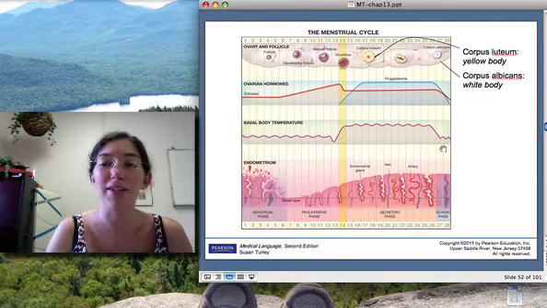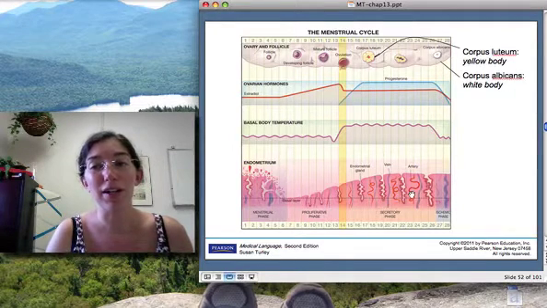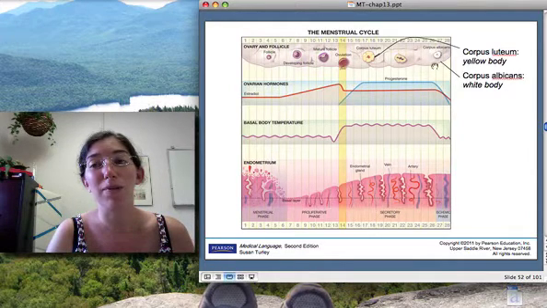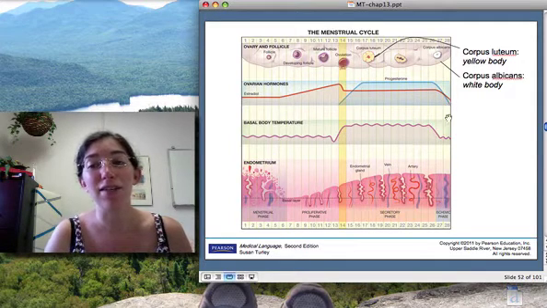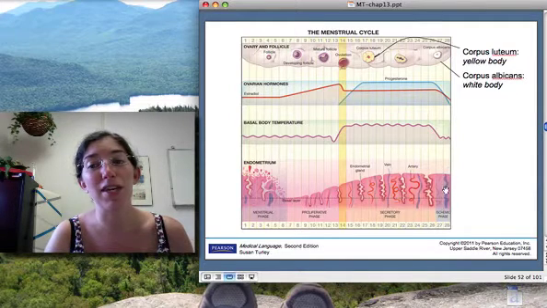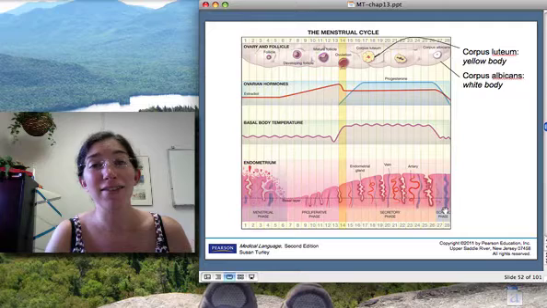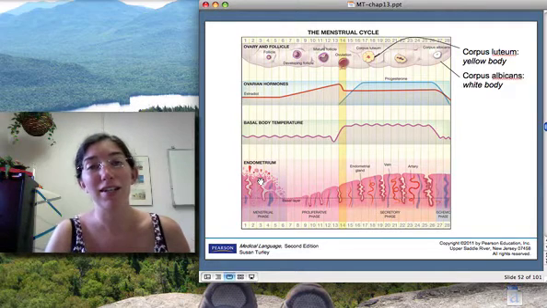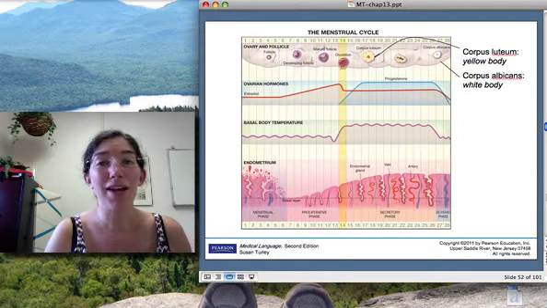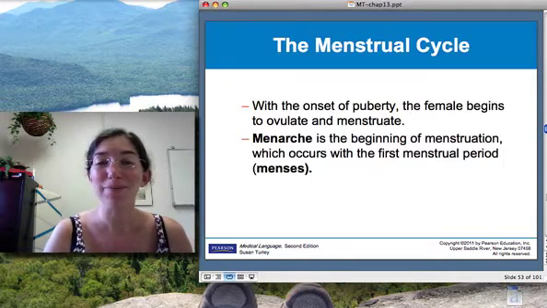And in that last phase, if implantation fails to occur, as the corpus luteum dies and becomes the corpus albicans, progesterone production stops. And that is the signal for the ischemic phase of the menstrual cycle, the phase where the endometrial lining dies, it necroses, leading to the shedding of the endometrial lining again at the beginning of the next menstrual cycle. So that is the menstrual cycle.